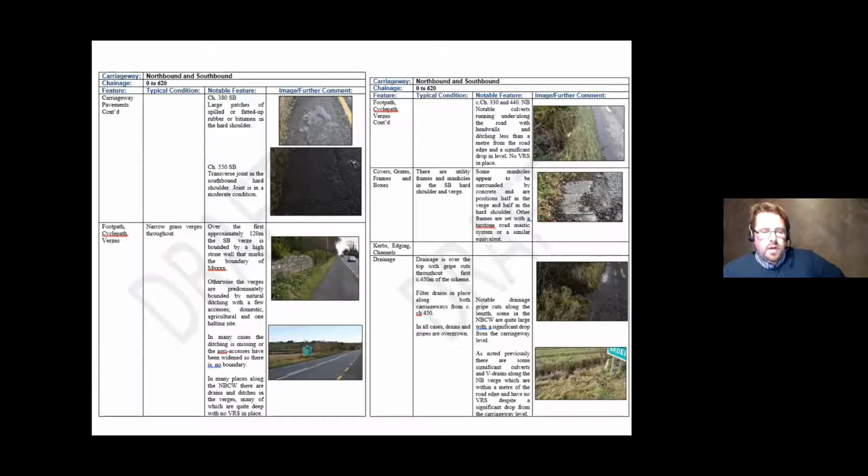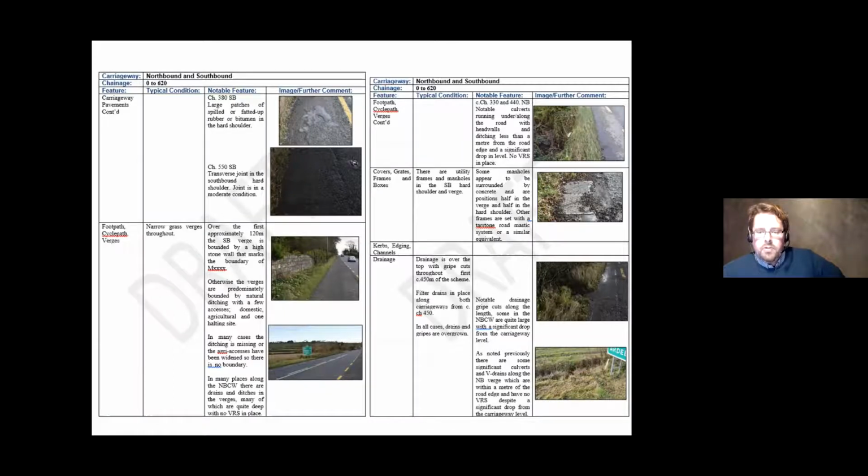In terms of your footpaths and cycleways, obviously, this is a rural aspect, so there wasn't any. So we made note of what condition the verge was in and the boundary walls. On one side we had a boundary wall, and on the other side we had absolutely nothing. There was a drop into a ditch. So we made note that there was a drop into a 2 meter wide ditch, but no VRS in place, because there was VRS further on.